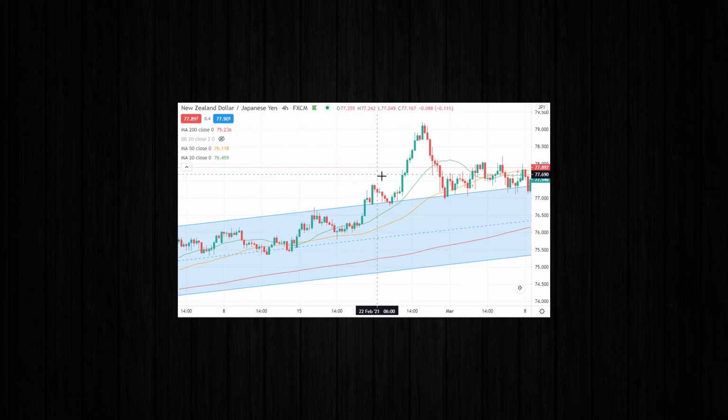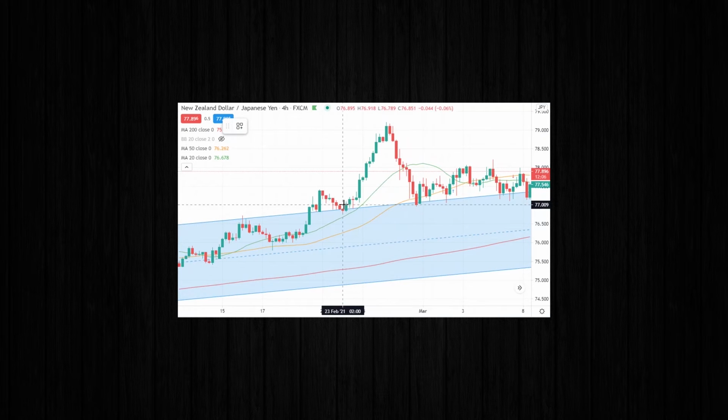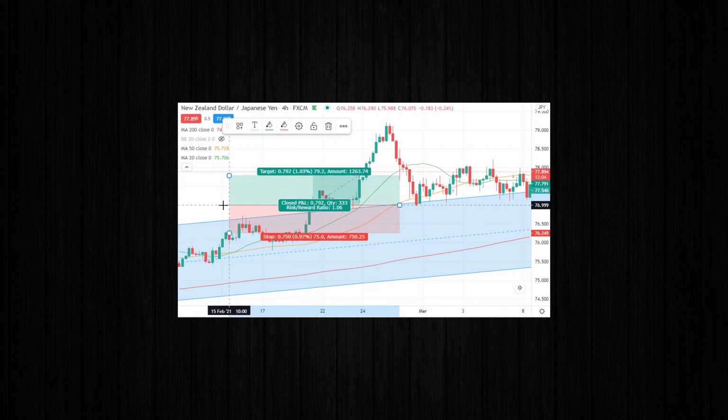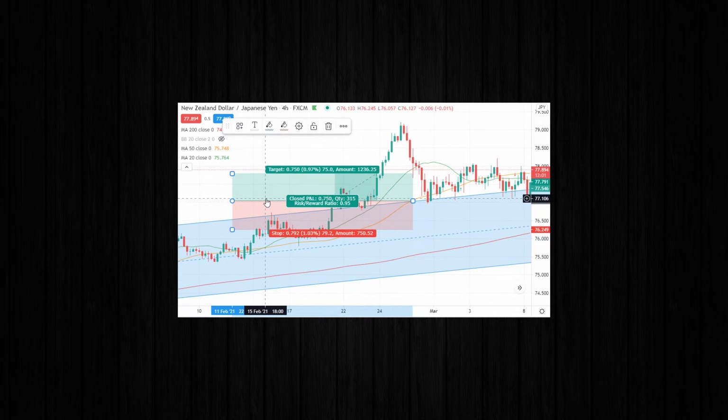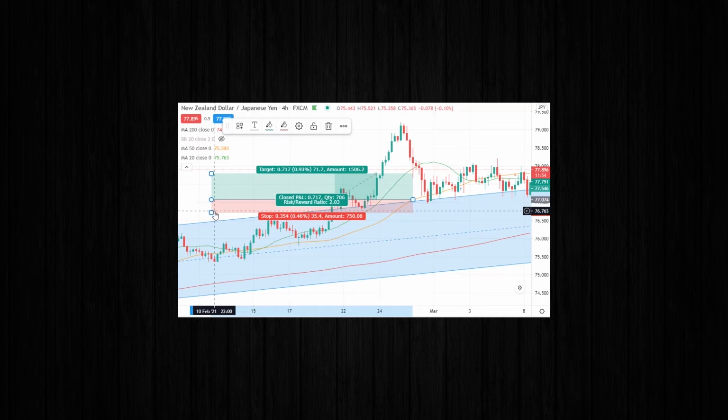Our entry is that candle, and we'd want our stop below this little swing low. If it breaks down below that, it's probably coming back into the range, and there's no reason for us to stay in it. So we want our stop down there. So I'm going to use the long position tool here. We're going to drag it out so it's not in the way. That's our entry right there. We'd want our stop, I'll move a little farther so we can see, we'd want our stop down here.